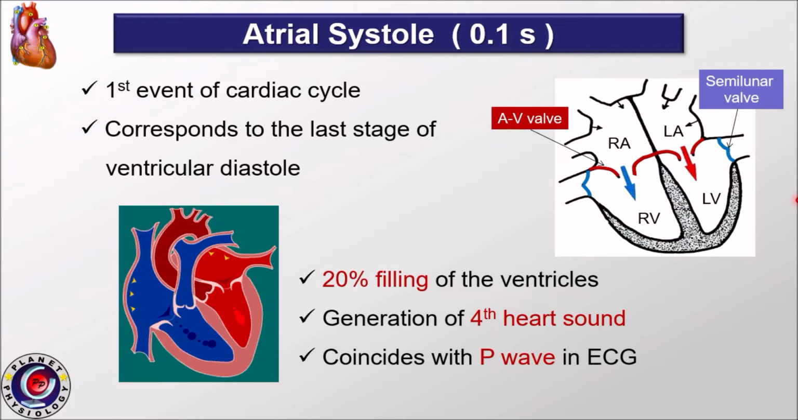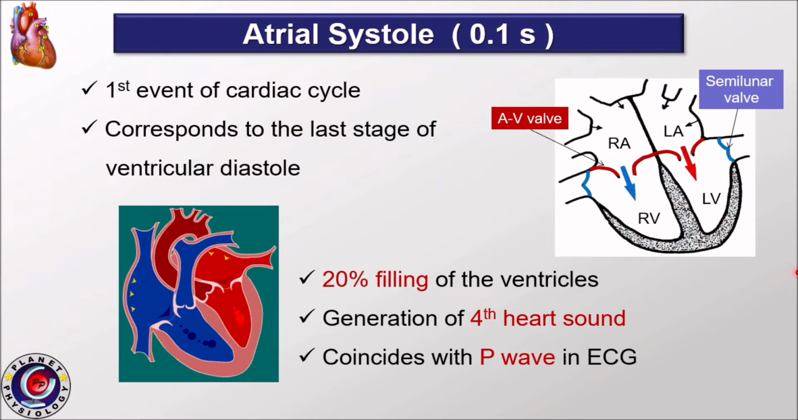During atrial systole, atria contract. As these AV valves are open, blood will be flowing into the ventricle, but because of this active atrial contraction, blood will be forced into the ventricles. This is responsible for an additional 20% filling of the ventricles. Pay attention that during this phase, semilunar valves are closed.